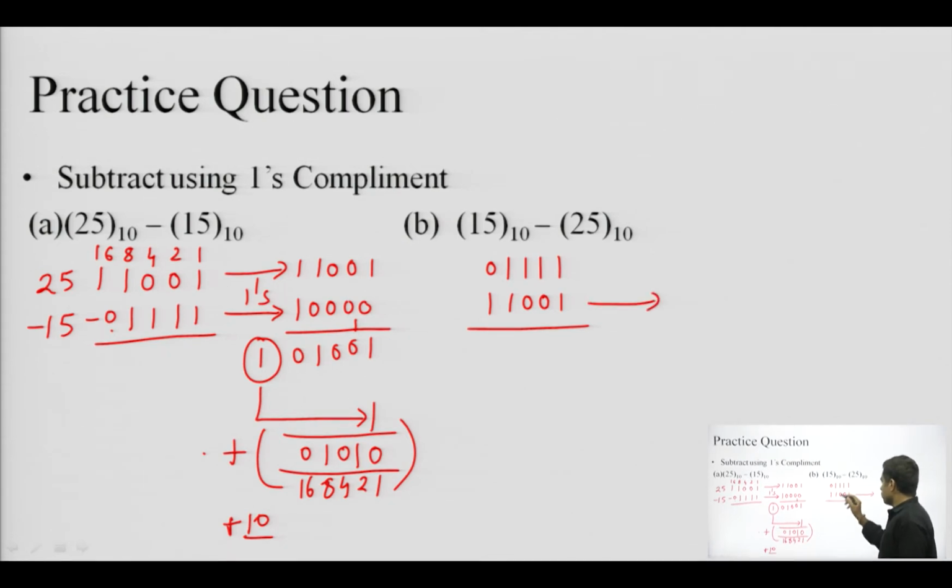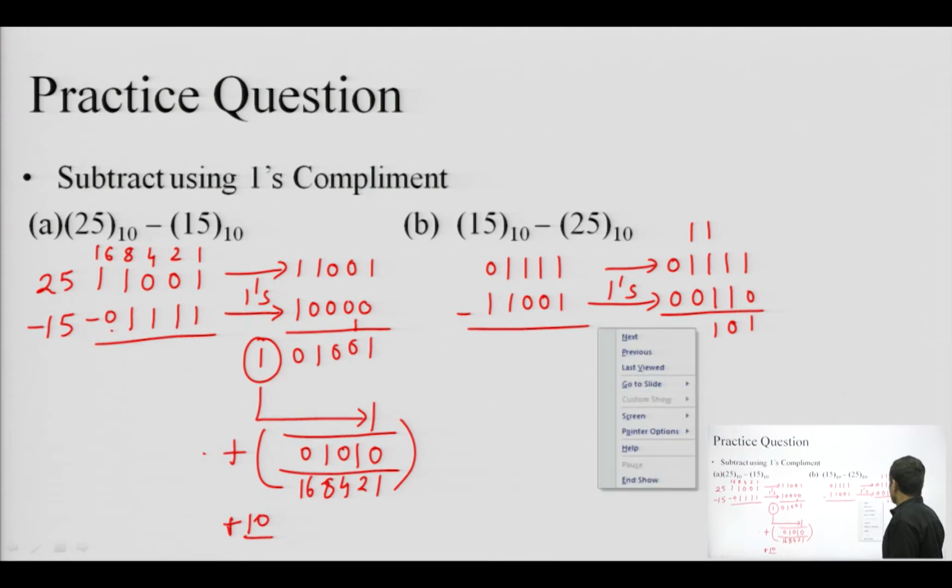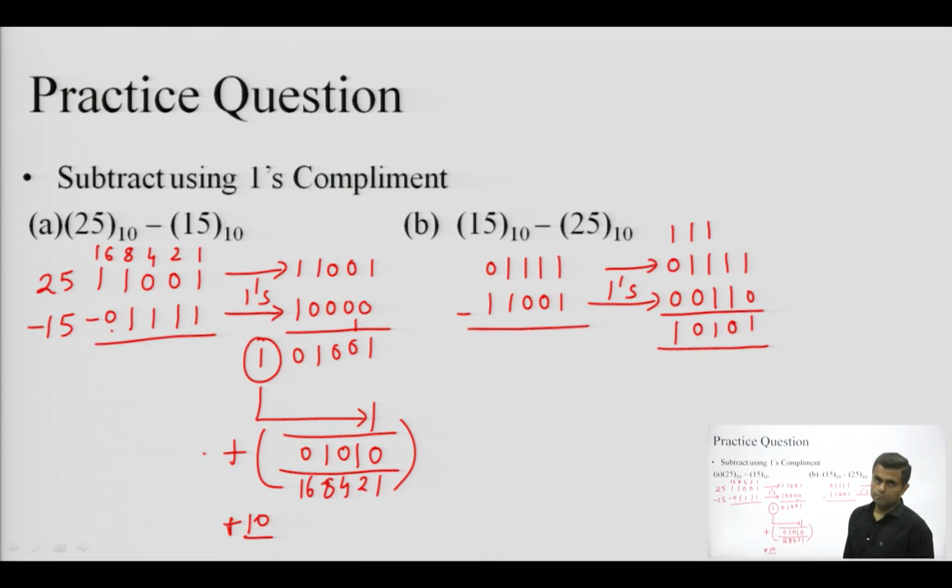Now, the number 25 is negative. So, this will be 1's complemented. This 1's complement is 0 0 1 1 0 and this number is retained, 0 1 1 1 1. Addition: 1 plus 0 is 1, 1 plus 1 is 0, carry 1, triple 1 is 1, carry 1, 1 1 0 0, carry 1 and 1 plus 0 plus 0 is 1. So, we can check that there is no carry.